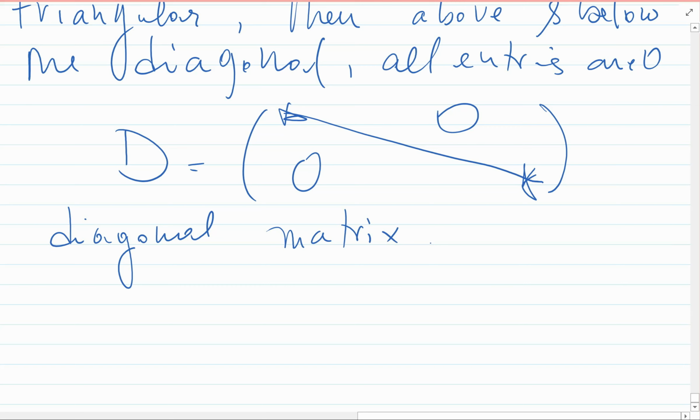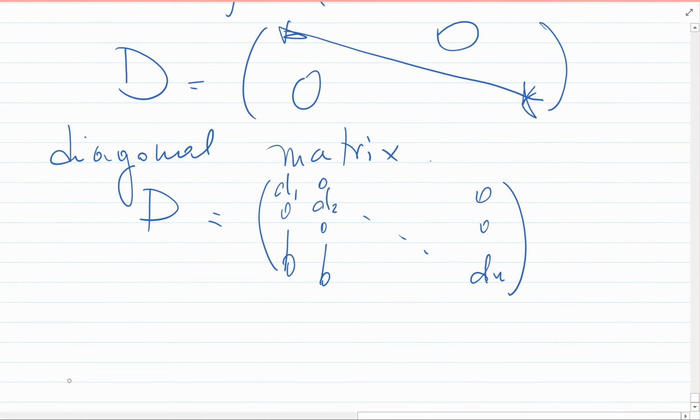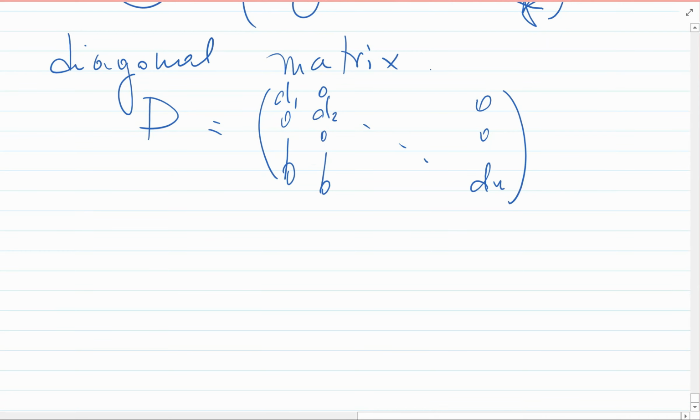So keep in mind that for a diagonal matrix, there are only n entries on the main diagonal, so we call them D1, D2, etc., till the last one, Dn. So D1, D2, Dn are the elements of the diagonal of this diagonal matrix.